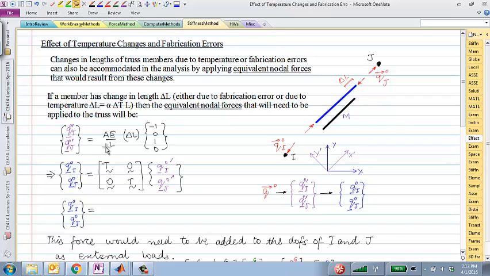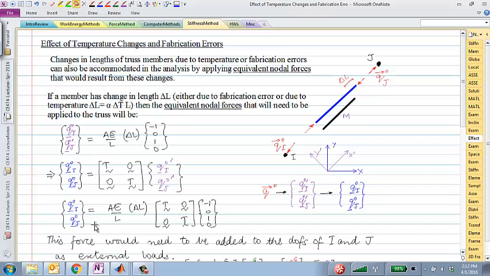So first compute the forces on the nodes in the local coordinate system, convert them to the global coordinate system using the transformation matrix. And I think the next line as I have it in my notes is not too complicated. It's just AE over L times delta L, same transformation matrix, and minus 1, 0, 1, 0.